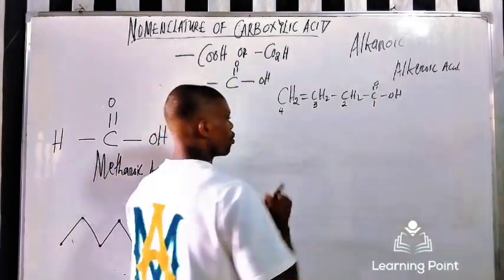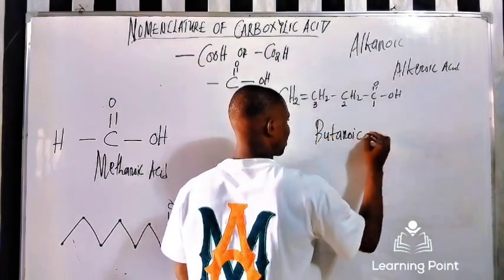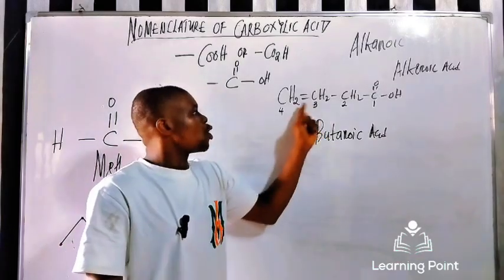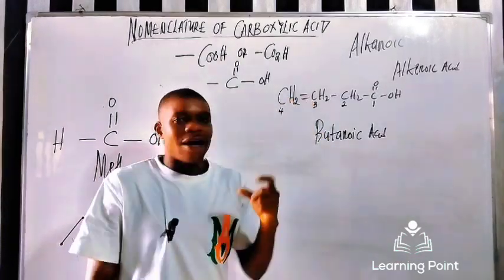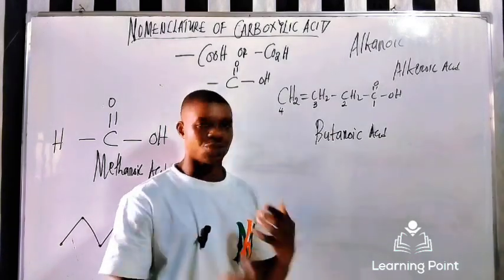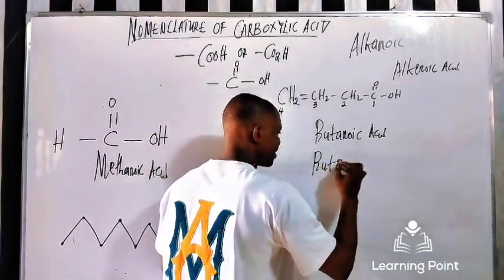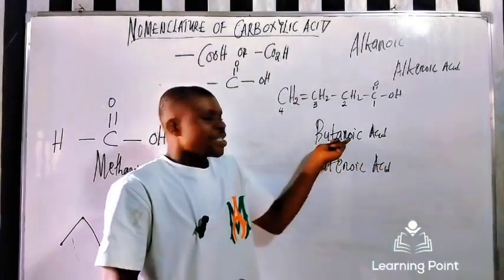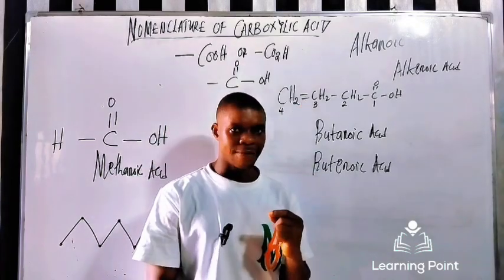It's still going to be butanoic acid, right? But there's a double bond here, so it's no longer butanoic acid. The A will change to E. So now it will be butenoic acid. Butanoic acid is when there's only single bonds here, but since there's a double bond here, we're going to have butenoic acid.